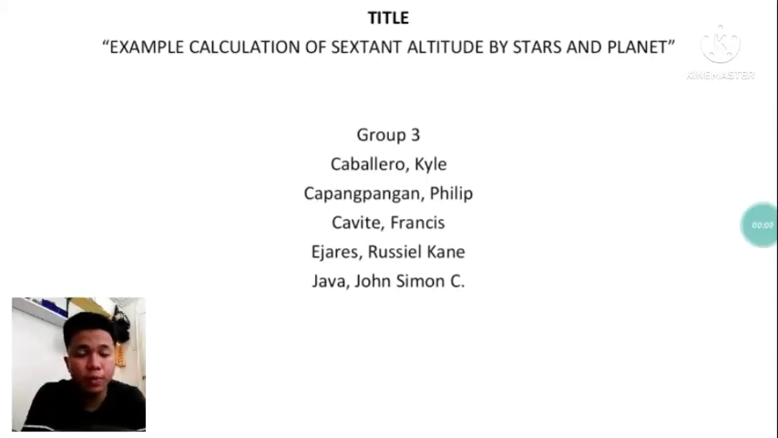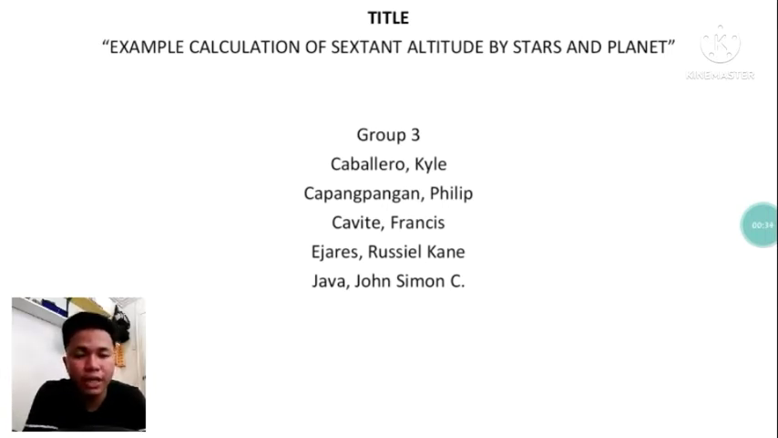We are Group 3, and we are assigned to discuss the example calculation of sextant altitude by stars and planet. For our group members, we have Cadet Caballero Kyle, Cadet Kapangpangan Philip, Cadet Cavite Francis, Cadet Iharis Russell Kane, and Cadet Hava John Simon.